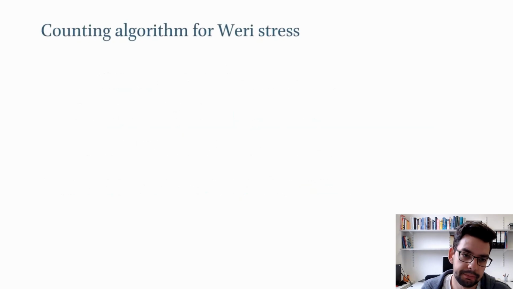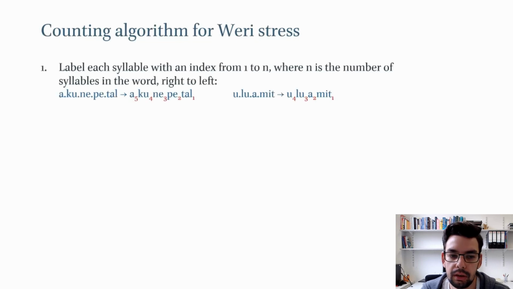Now, a different way that we could account for the same thing, a different kind of grammar that we could come up with, would be one that employs a counting algorithm. So here's the recipe for that. So first, you label each syllable with an index from 1 to n, where n is the number of syllables in the word, from right to left. So we start at the right edge.